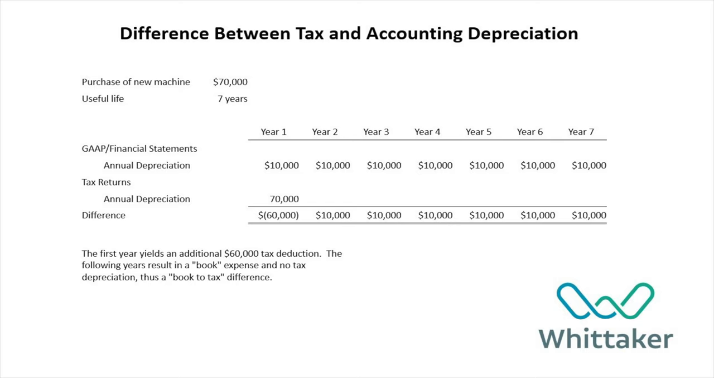When you roll into years 2 through 7, you end up with a $10,000 deduction on your financial statements for depreciation, but zero on the tax side. So you're getting the benefit for the $60,000 in year one when you buy it, and you give back the $60,000 at the rate of $10,000 per year going forward. So that's the book tax difference that you would see in depreciation.